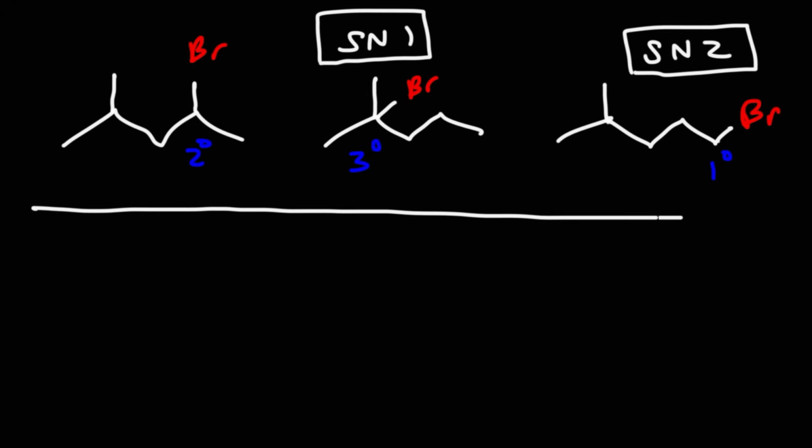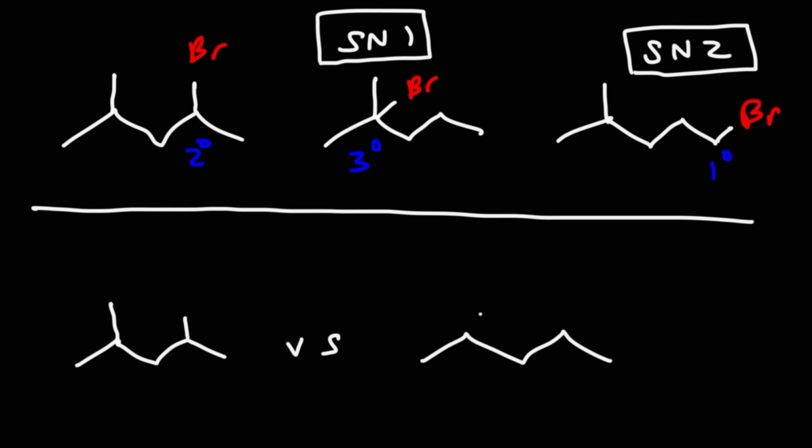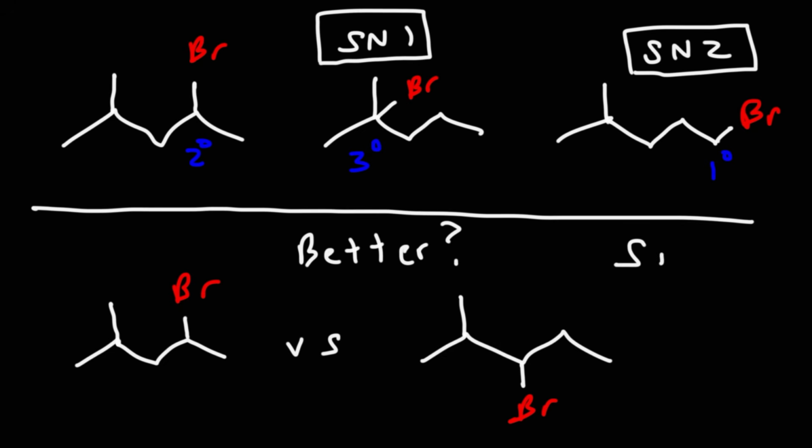Now here's another question for you. Consider these 2 alkyl halides. Which one will be better in an SN1 reaction? The one on the left or the one on the right? So which is better for an SN1 reaction? Which one will react faster?